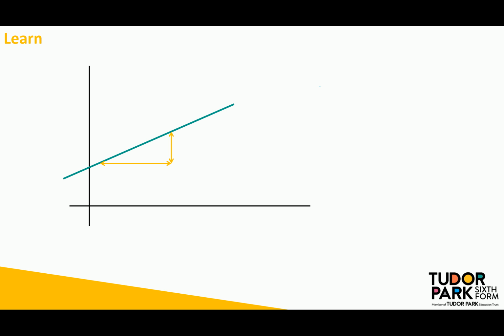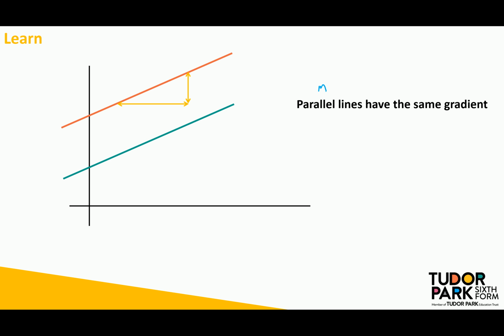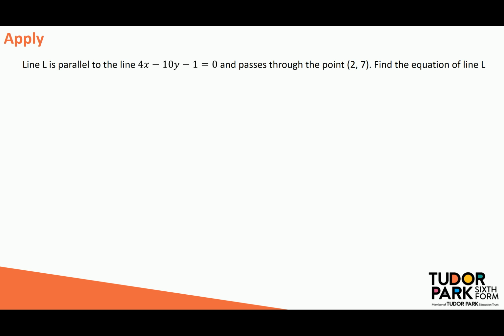Now, if a line is parallel to this, it means that its gradient is going to be the same. So the key takeaway is that parallel lines will have the same gradient. Absolutely key, parallel lines have the same gradient. So in this case, line L is parallel to a line with this equation and passes through a separate point, and we're now to find the equation of line L.